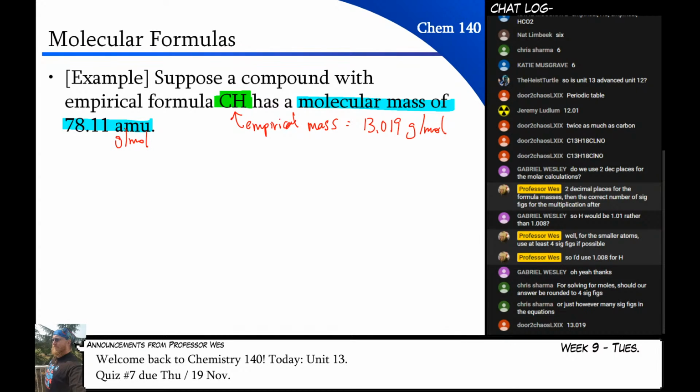So if I have CH as my empirical formula, and something that is 78.11 grams per mole as my molecular formula, I could divide those two masses, like this, to get my multiplier. I should get 6 when I do this, but I'm going to type it in my calculator anyway. 5.99996. Okay, so yeah, that's 6.